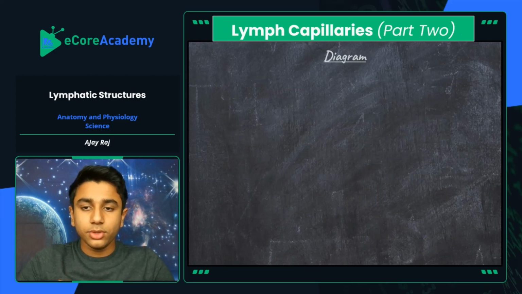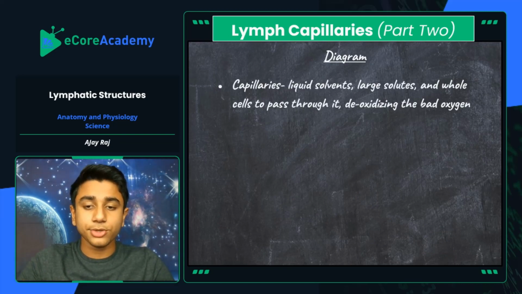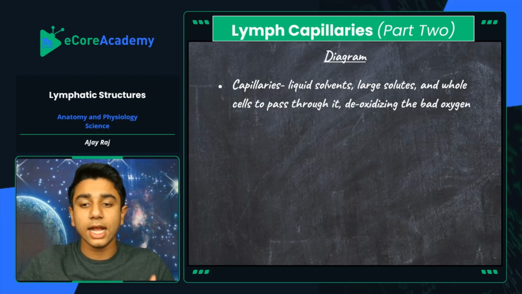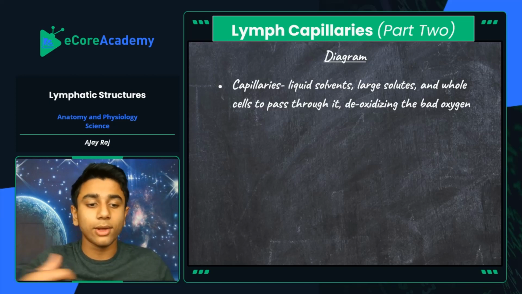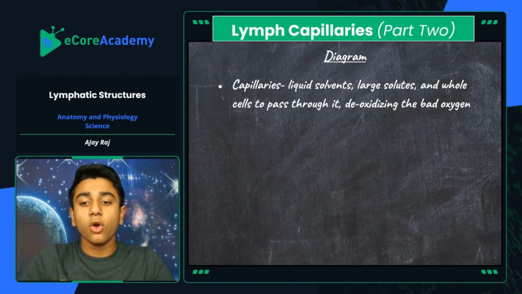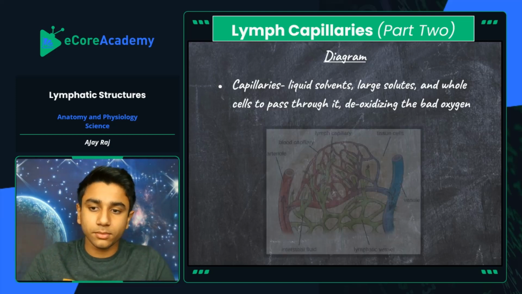Lymph capillaries part 2. Let's look at a diagram. Let's break this apart. I also showed you this in the lymphatic overview, but I'm just going to explain it in more depth. So capillaries consist of liquid solvents, large solutes, and whole cells that can pass through them, and they deoxidize the bad oxygen. So that's your input and output bursts. It has to have some sort of consistency in that aspect, meaning it has to have equilibrium, equal in and equal out within the cell. Otherwise, the cell might shrivel up because it does not have enough material, or it might start to swell up and become too big and eventually burst.